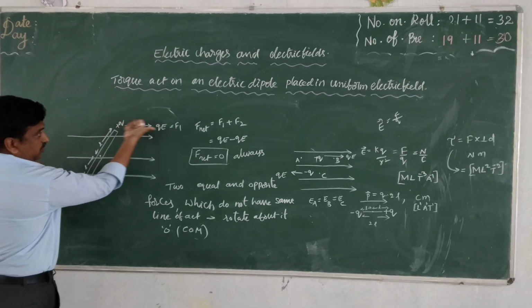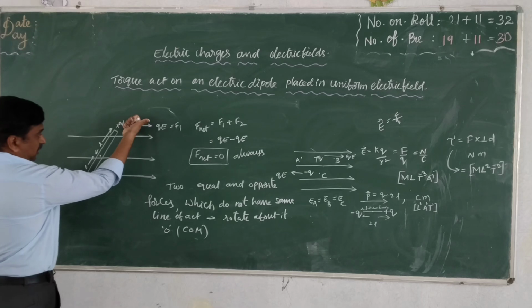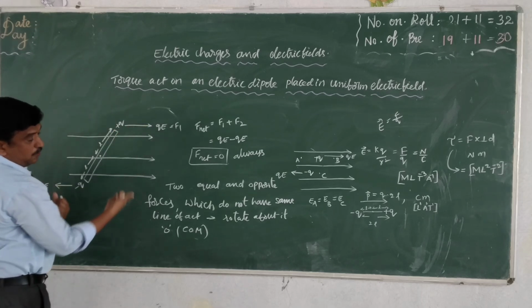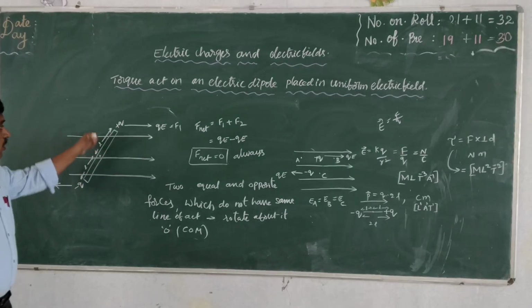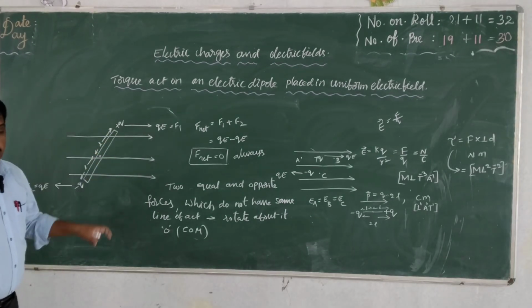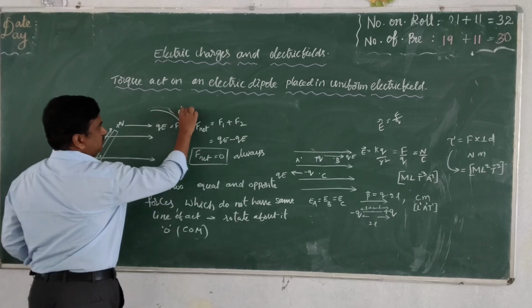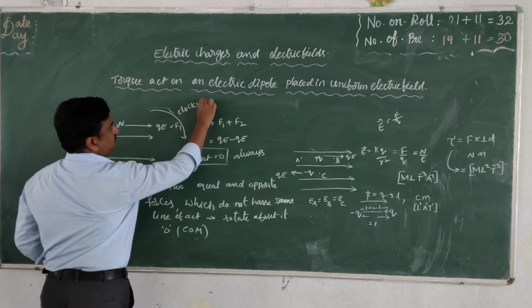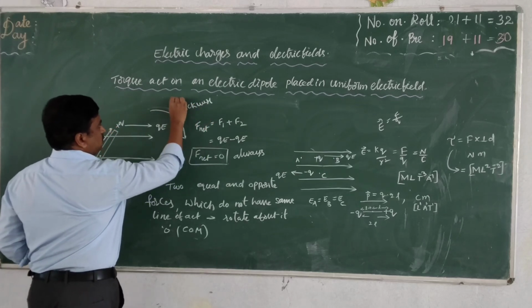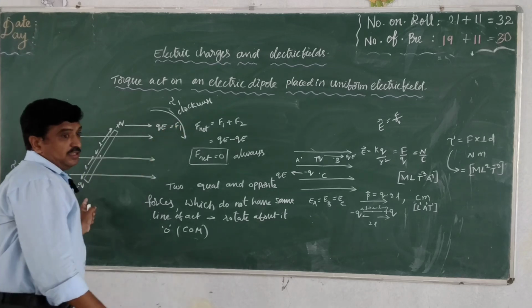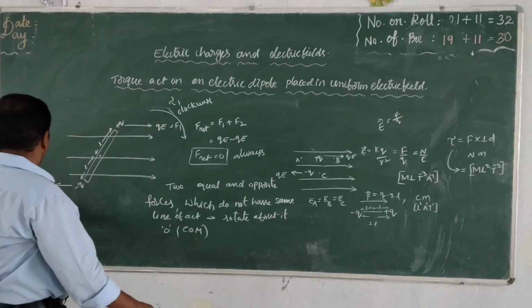See, this will be this direction, this will be that direction, both are in different directions and not on the same line of action. So that's why it acts as a torque on the object. In this case the torque is clockwise, this is tau 1, and in this case the torque is tau 2. So two torques are acting here, one upward and one downward.